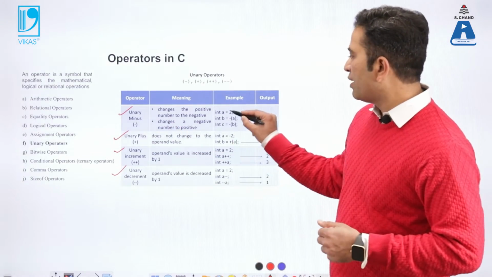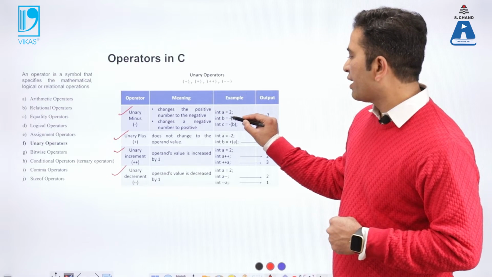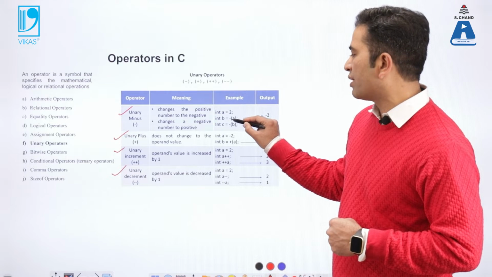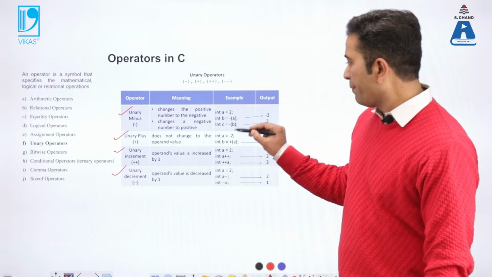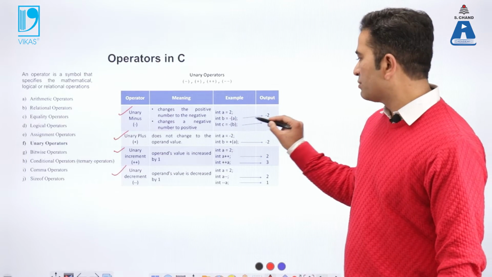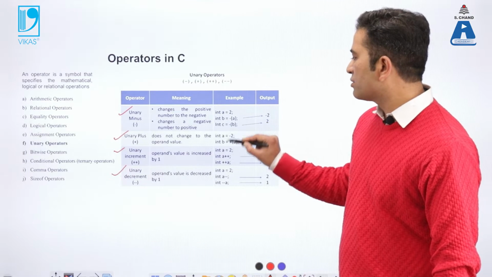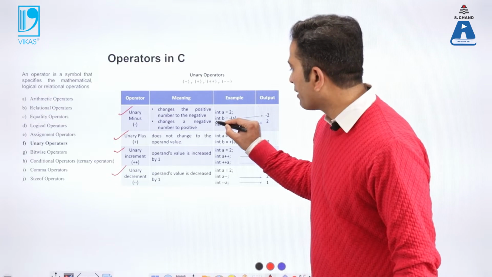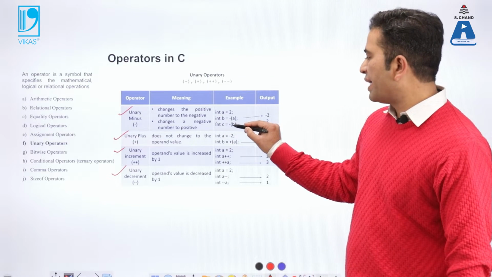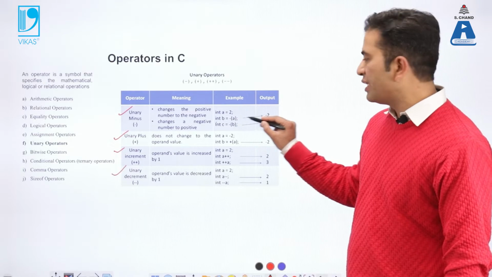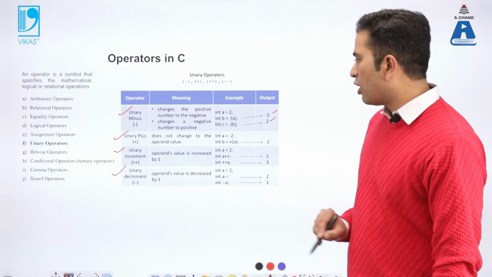So here is an example. If A equal to 2, and I say B equal to minus A, here this minus is called the unary operator. So my output will be minus 2. The value of variable B is minus 2. In the next statement, if I say int C equal to minus B, the previous value of B is minus 2, so minus of minus 2 becomes 2. So these are the outputs.